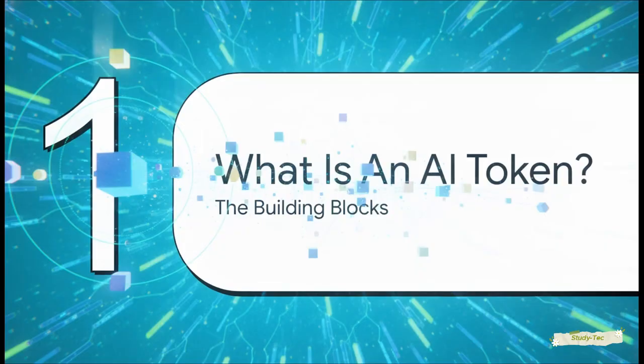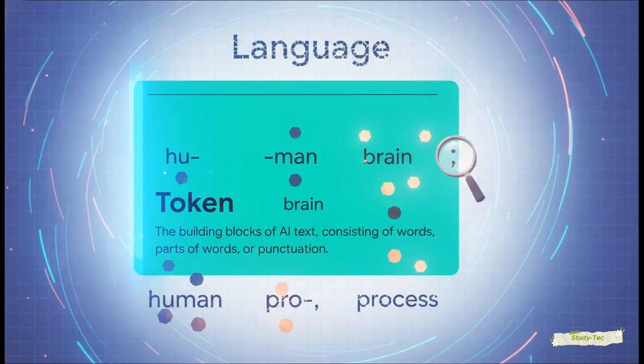The building blocks. Let's look at the absolute foundation of how an AI actually reads. The very first thing you gotta know is that AI models, they don't read words like you and I do. Human brains process language seamlessly, but AI needs a completely different approach to chew through language efficiently. So it breaks text down into tokens. Think of a token as the absolute fundamental building block of AI text. Depending on how complex a word is, a token could be a whole word, maybe just a syllable, a single character, or literally just a comma. It is the atomic level of artificial intelligence.